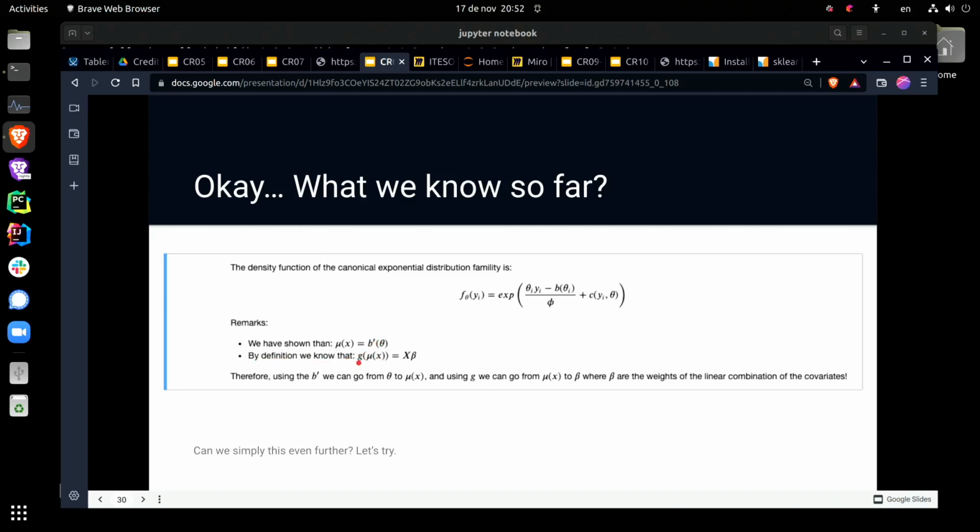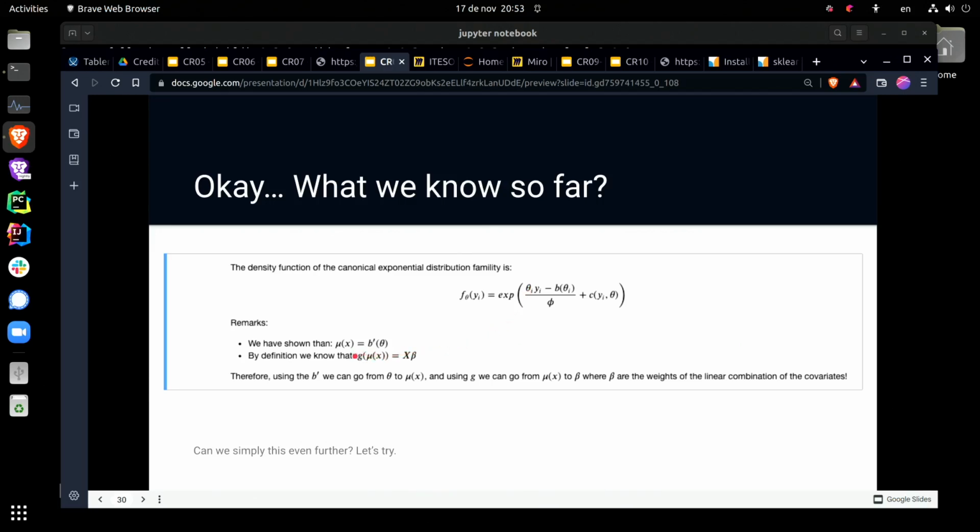We also know by definition that by applying g over this function mu of x, we are going to get directly the linear combination. So we're getting closer to our objective. Let's remember, our objective is to propose a methodology to calculate the best possible values for the weights of our model. So the parameters of our model. Here we have two different sets of parameters. One is the parameter of the distribution, and the other ones are the parameters of the model. Those are different things. Parameters of the model are these weights, and the parameters of the distribution are the theta value that we're using here.